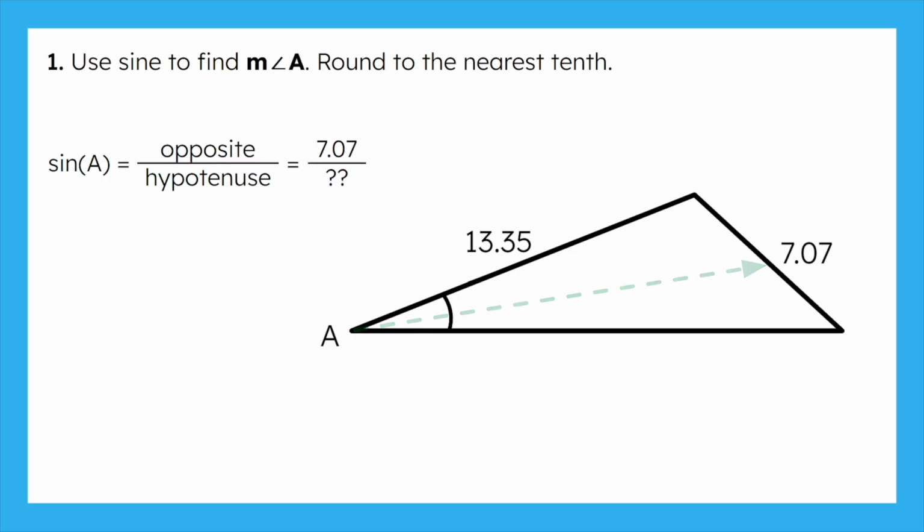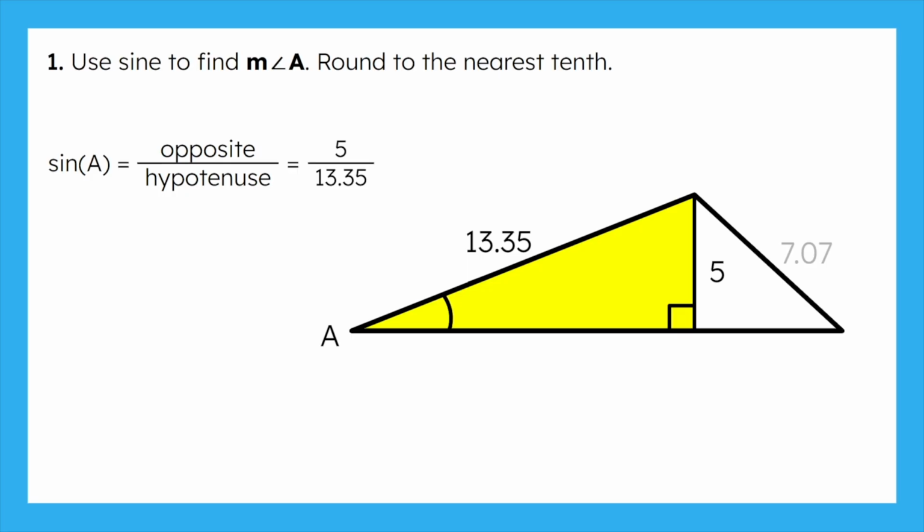Here's the secret. We can draw in an altitude, a line segment from one vertex and perpendicular to the opposite side. That gives me two right triangles inside my oblique one. In this right triangle, is it possible to use sine to find the measure of angle A? Sure is. Sine is still opposite over hypotenuse, and that's 5 over 13.35.